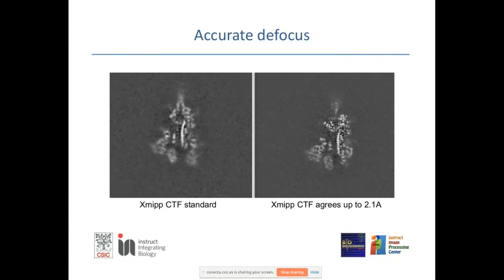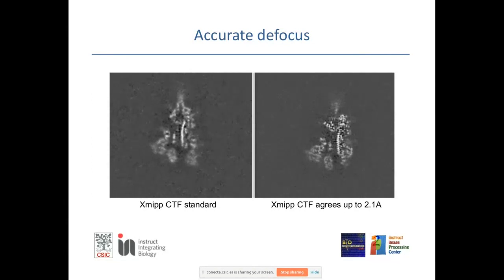We were having very limited resolution, and we only improved it when we asked the two CTFs, estimated with two different programs, to be consistent with each other up to 2 angstroms. 2.1 angstroms was Nyquist. So we required both estimations to be consistent.